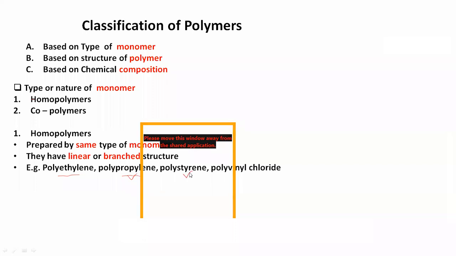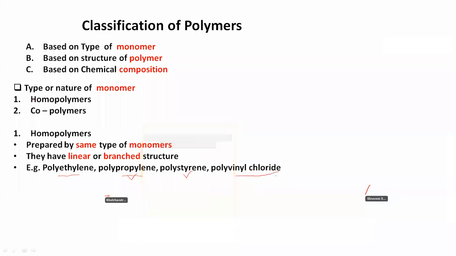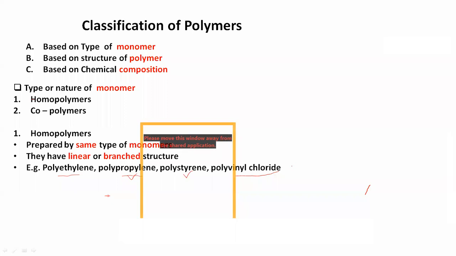Polystyrene. Styrene is the monomer, repeated n times. Then polyvinyl chloride. Vinyl chloride is the monomer, repeated n times, and we get polyvinyl chloride. So this is a homopolymer, and they have a linear structure. Linear means a linear structure.